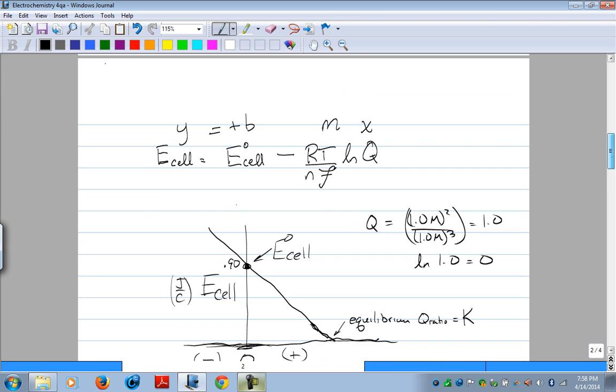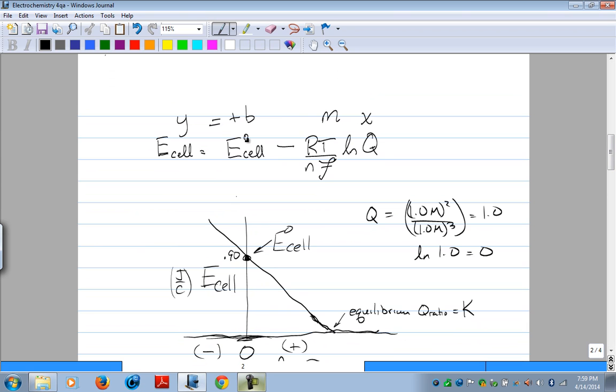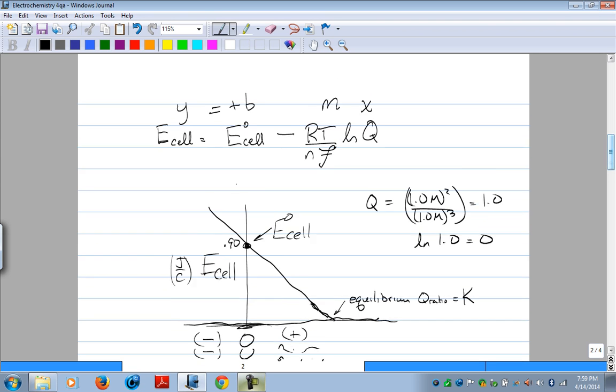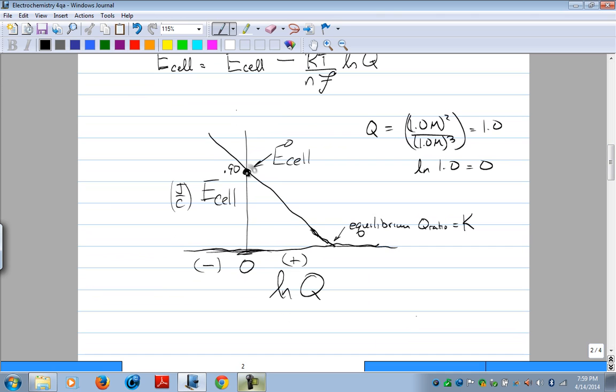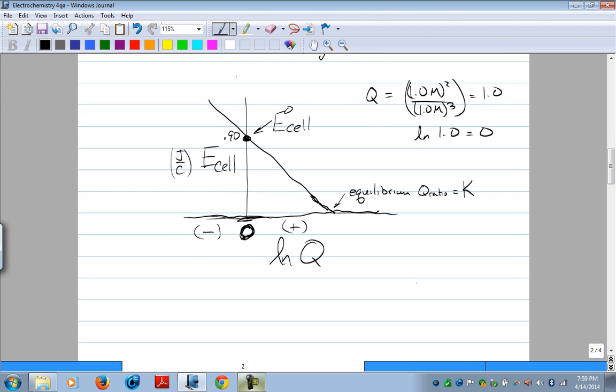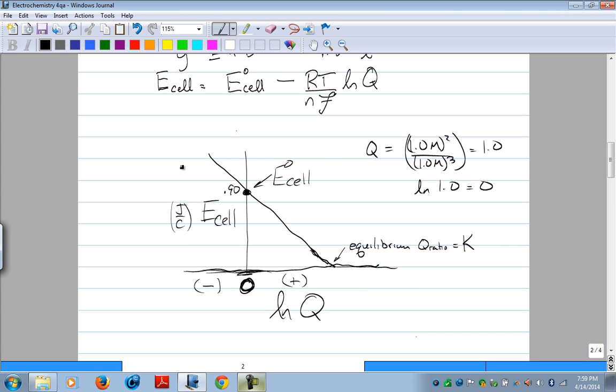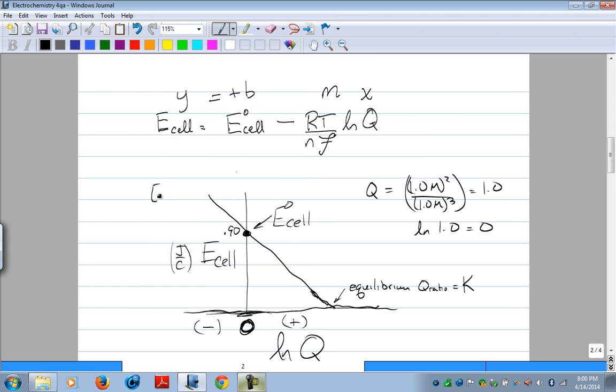So the right side of this equation after E standard would just be 0, and the cell potential difference would just be the standard cell potential difference, which is where that line crosses the y-axis at x equals 0, or natural log Q equals 0. If we speed up the forward rate of reaction relative to the reverse rate of reaction, we would just have to decrease the aluminum cation concentration and relatively increase the zinc cation concentration.